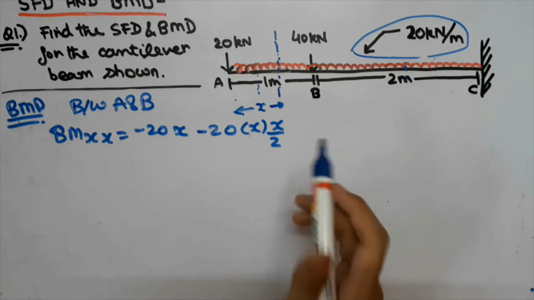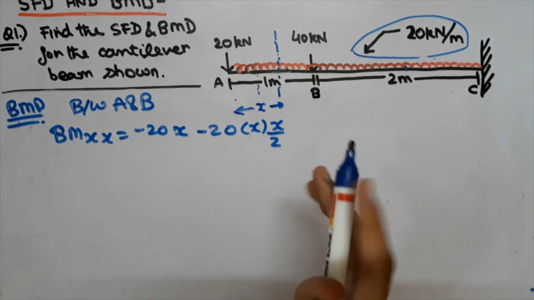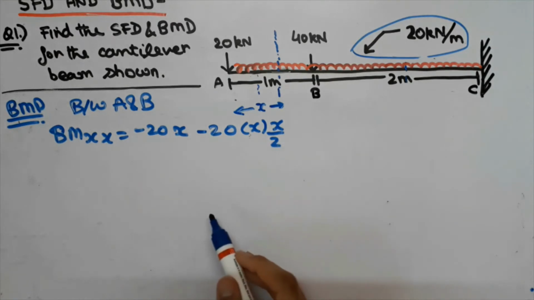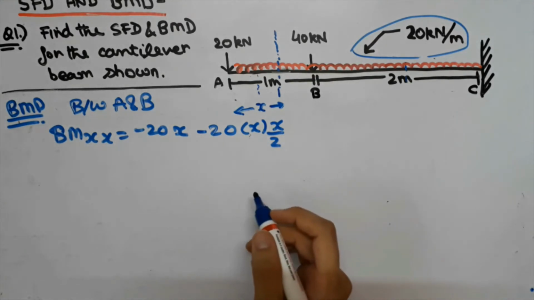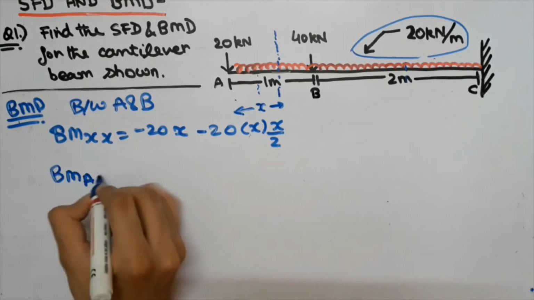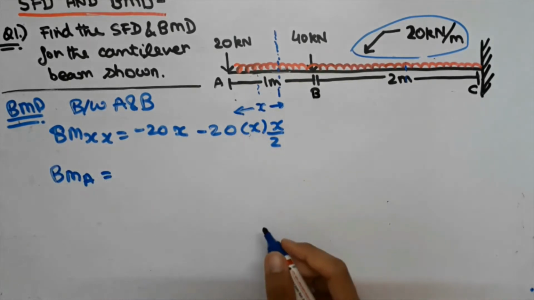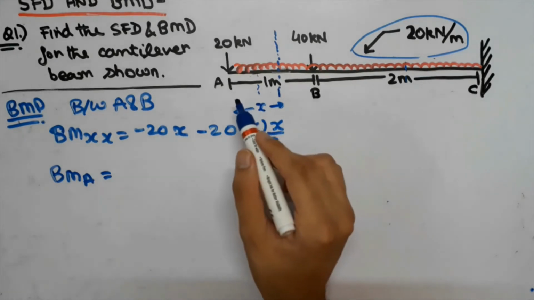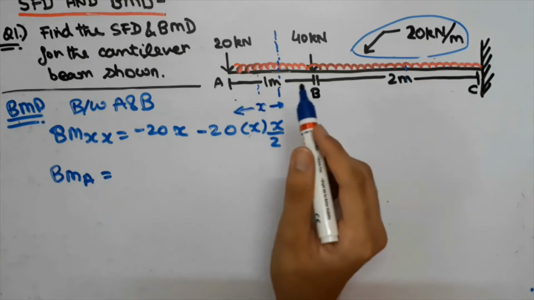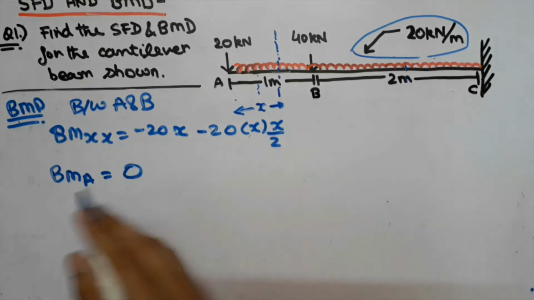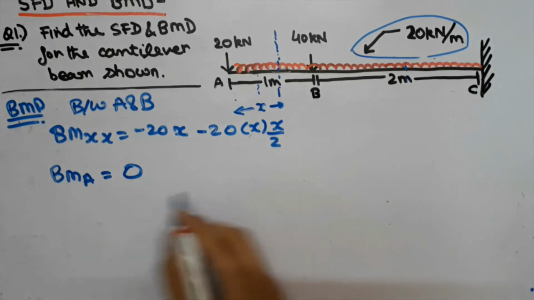Now similarly, in order to convert it into a BMD form, we will multiply it by half the length that we have assumed, that is x by 2. So now guys, we are going to find the bending moment at point A, that is, we will name it as BMA. Here we are going to put the value of x as 0, because A is itself the starting point, so its distance will be 0. On replacing x by 0 you will get 0. So the bending moment at A is 0.